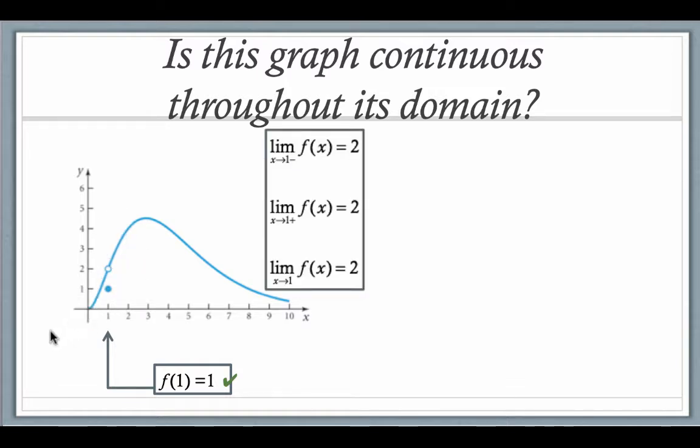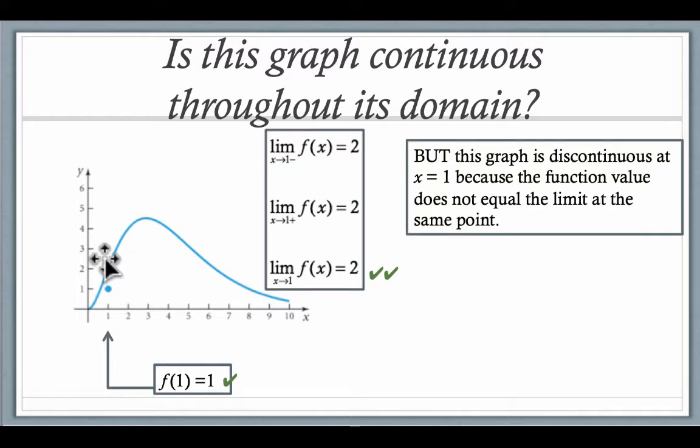Second step, does the limit exist? Looking at this function, the limit as x is approaching 1 from the left is at about 2. Approaching 1 from the right is also at about 2. So the limit does exist, because the limit as x is approaching 1 of my function is equal to 2. So the second criteria is met. However, the function is discontinuous because the function value is not equal to the limit. So we are discontinuous at x equals 1.